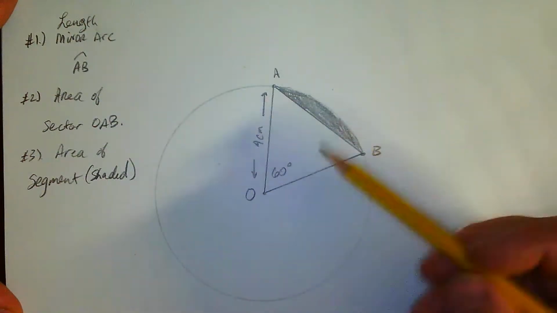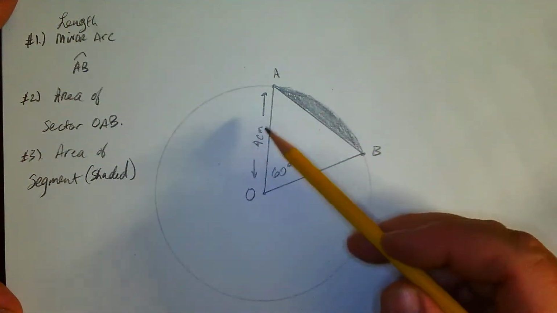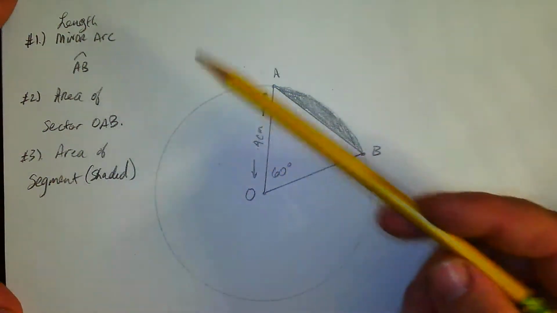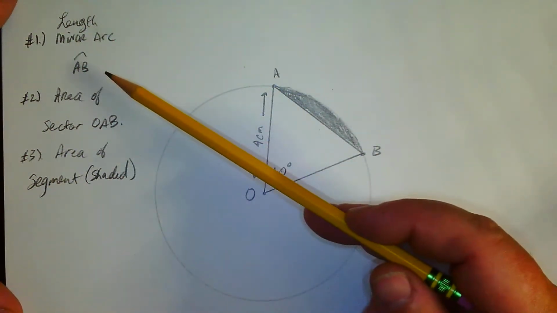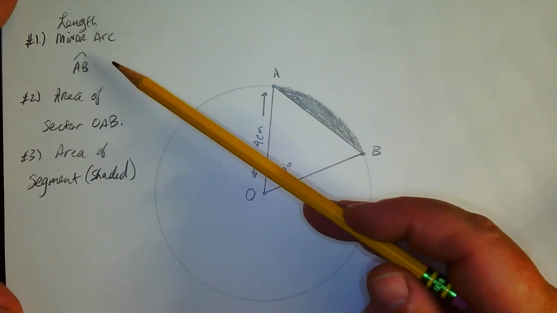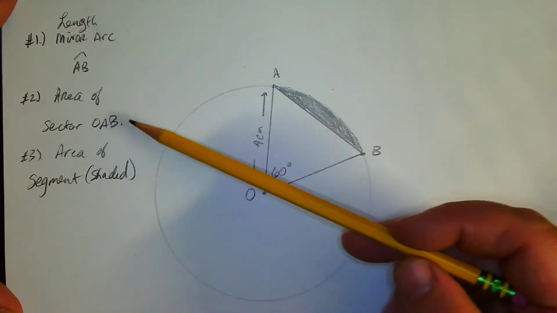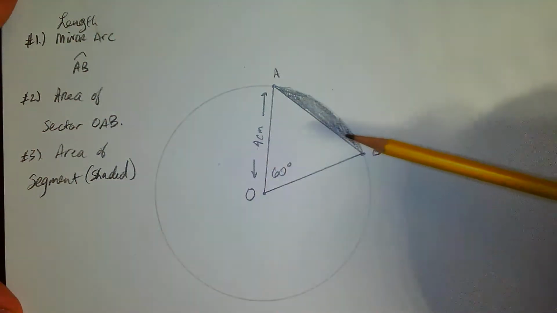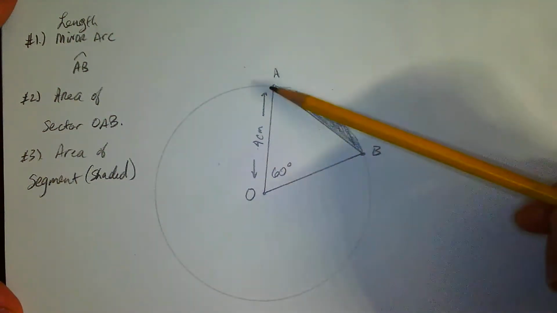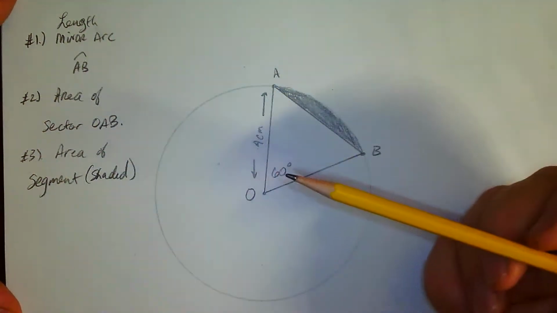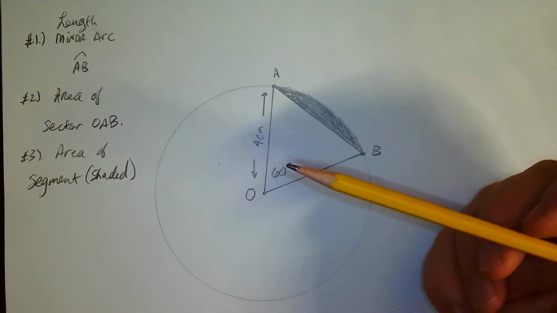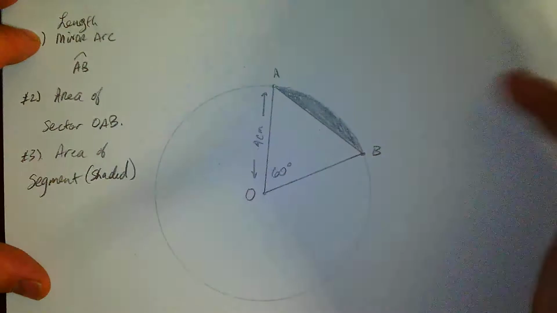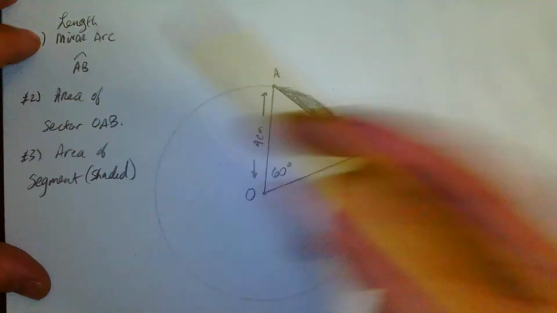Now we're also told that the angle BAO is a 60-degree angle. So we're told all those things, and then we're asked to find the minor arc length AB, the area of the sector AOB, and the area of this shaded segment, the segment created by the circumference and the line segment AB. So let's get to it, right? First of all, let's start off with the minor arc length.